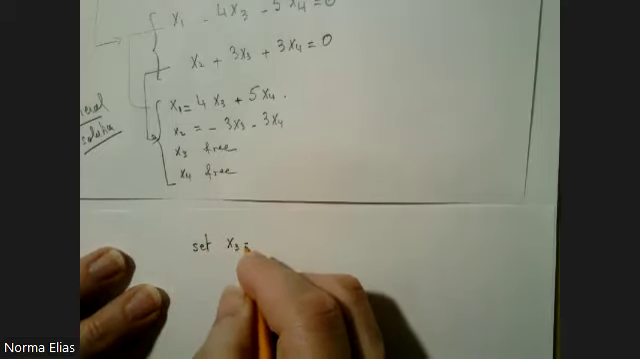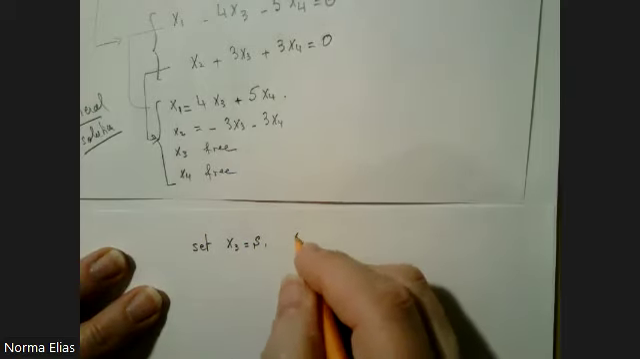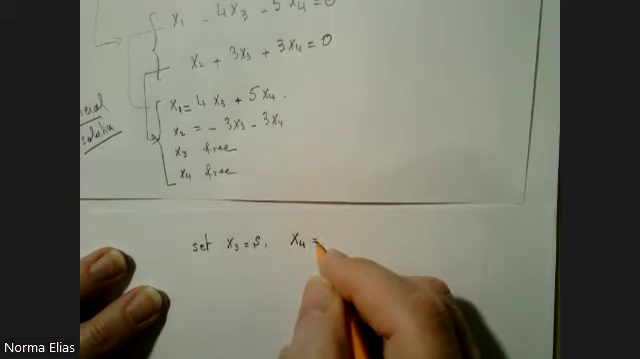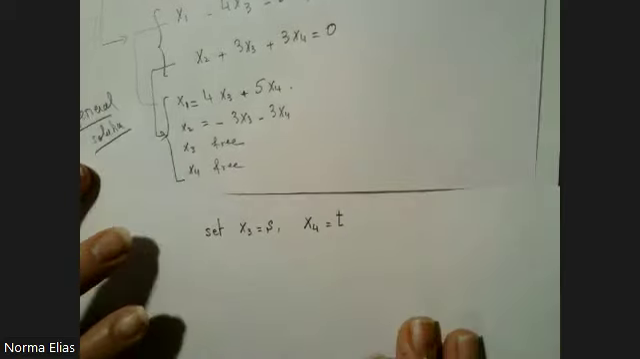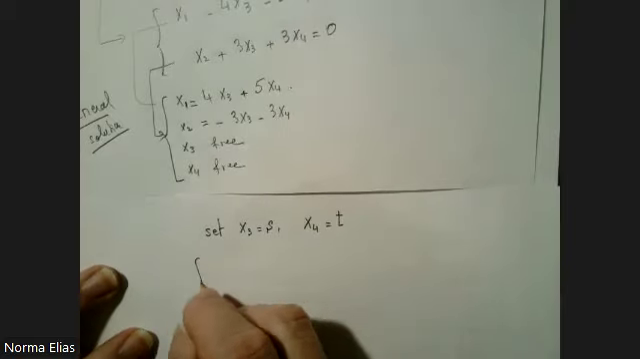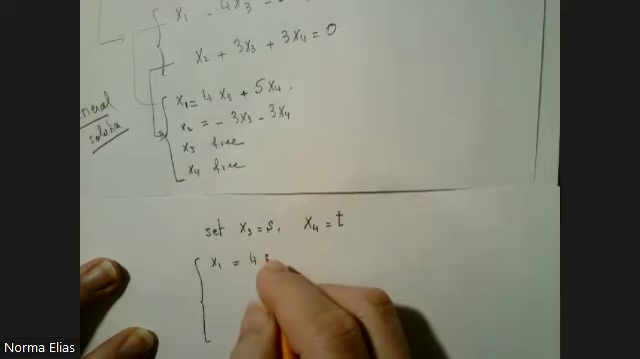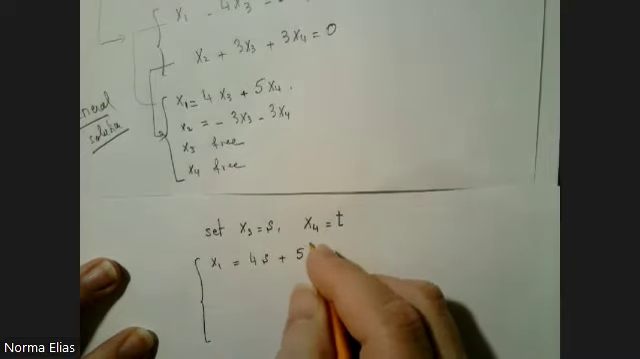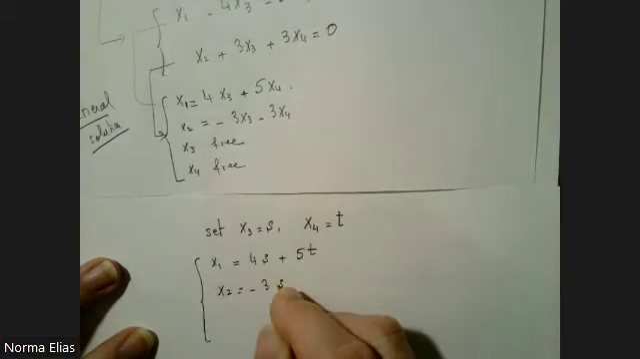So we're going to set x3 equal to s, x4 equal to t. And then this will give me that x1 becomes 4s plus 5t. x2 becomes minus 3s.